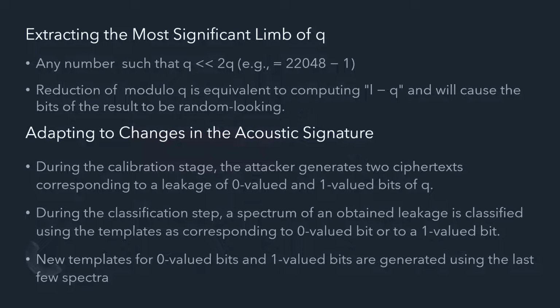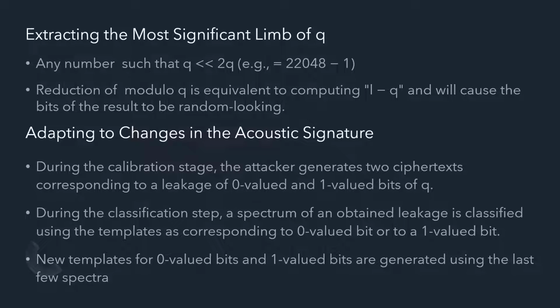In real life, obtaining an example of a leakage spectrum of a 0 valued bit is trickier. However, this problem can be easily avoided if L is greater than Q and less than 2Q. The reduction modulo Q is equivalent to computing L minus Q and will cause the bits of the result to be random looking. So the attacker will obtain a spectrum similar to that of the sound of 0 valued bits of Q at the beginning of the attack.